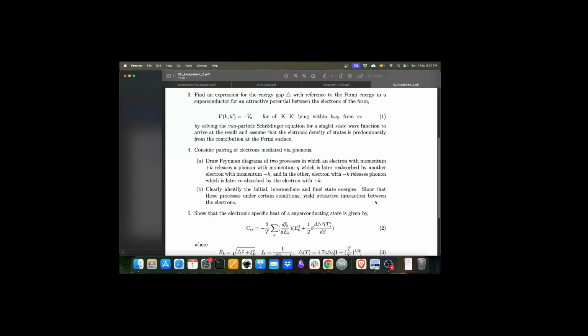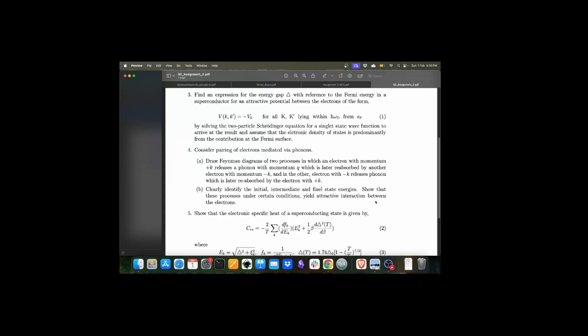So suppose we have an electron with momentum k, and then it releases a phonon, let's say this is q, which is later absorbed by another electron with momentum minus k. So we have another electron with momentum minus k, and then it absorbs, so minus k plus q, and then this particular electron released the momentum, so k minus q.